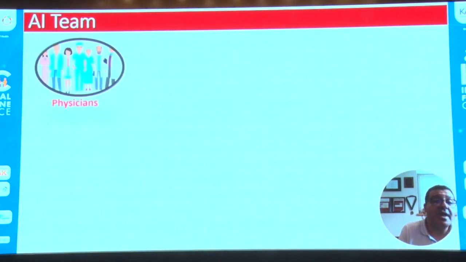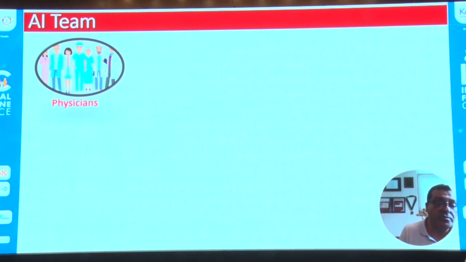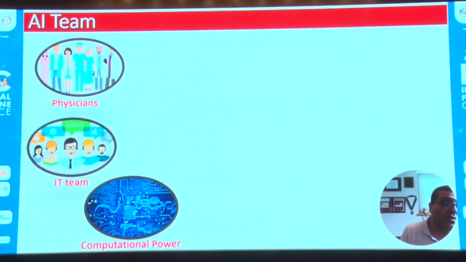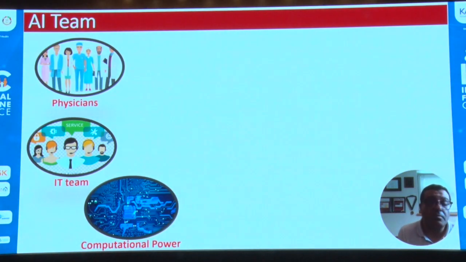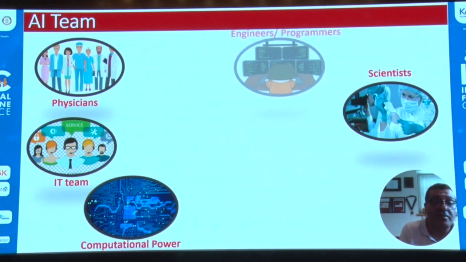Also, this is how you can formulate a team to work in this area. Physicians usually tell us what is the current challenge, what is the problem we need to solve. Then an IT team tells us how we can get this data from the physician in a fast way. Computational power, including supercomputers, is needed to analyze this huge size of data. Scientists help us provide a solid hypothesis to get a solid solution, which will help at the end to get FDA approval for it.